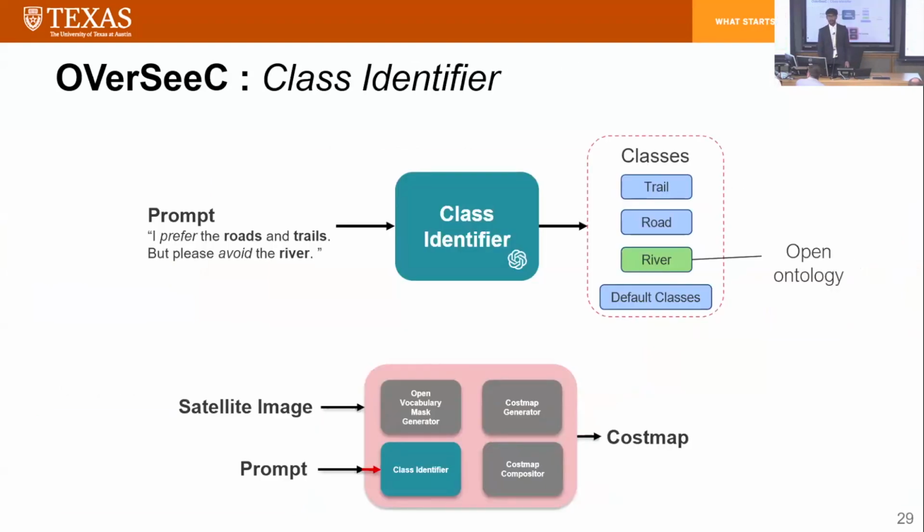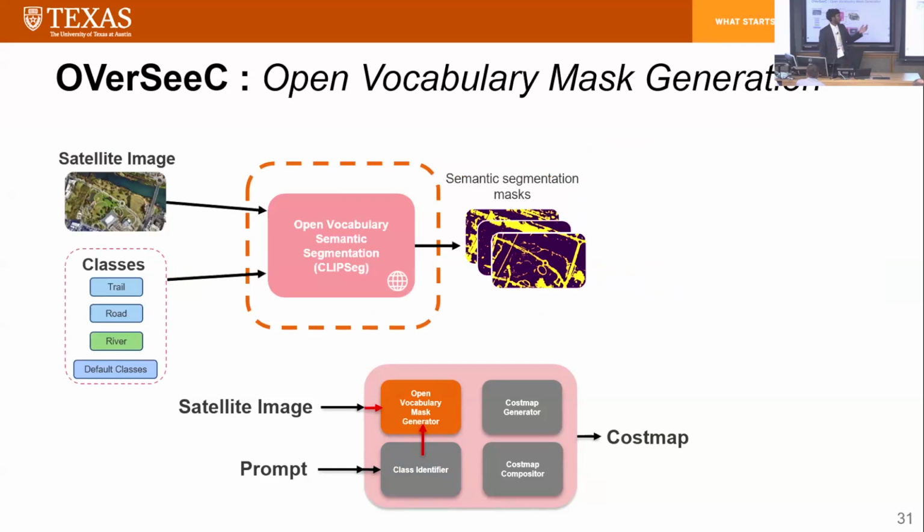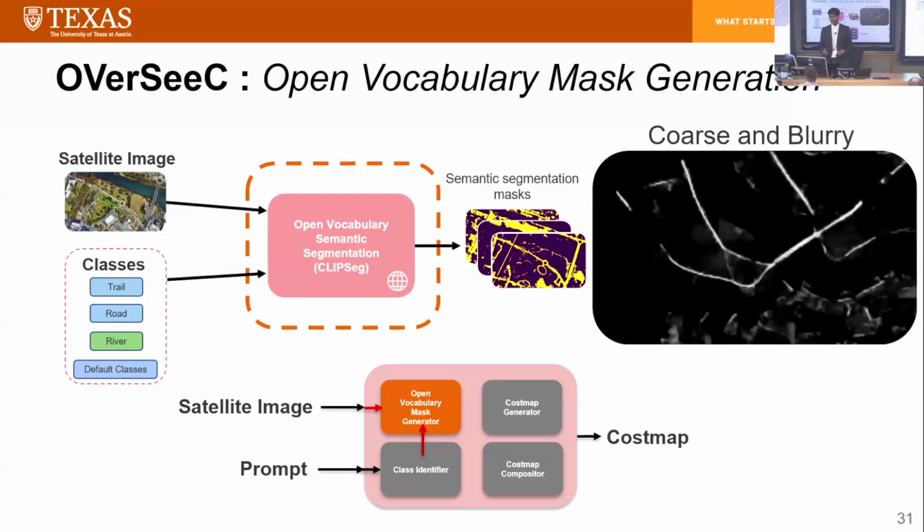Let's look into the first one, the class identifier. So we have an LLM, we add a natural language prompt, and this gives us the classes. The blue classes are the classes which are common across different environments and settings. The green one, which is the river, is an open ontology class. Once we have these classes, we have the satellite imagery, we pass it through the open vocabulary mask generator, which gives us per-class masks. So we use a model called ClipSeg, which takes in the satellite images and classes and gives us the semantic segmentation masks. But the problem with this is it's coarse and it's very blurry.